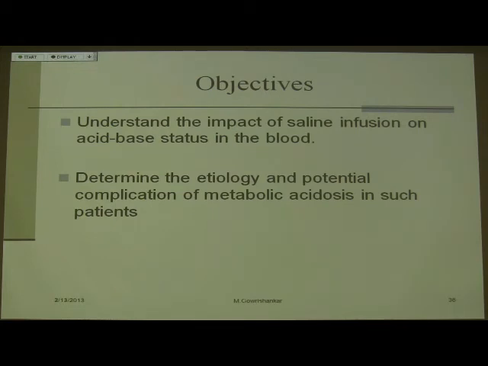So I'm going to go back to the objective. So the objective was, one was to understand the impact of saline infusion on acid-base status in the blood. I hope I have taken you through that to tell you that there may be an apparent impact, but it largely depends on the amount of IV solution that you're using. So it could be dilutional partly. Partly it could be due to the Stewart theory of new hydrogen production. But whether or not it has an impact on cellular function, the jury is still out. I would say more than likely not, from what we know.